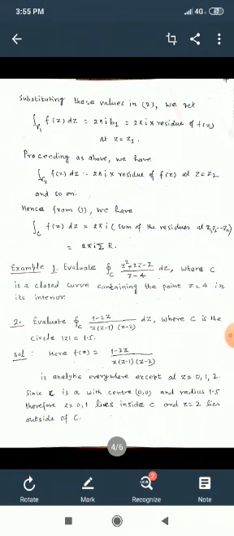So if we evaluate the integral at z equal to 2, the value of the integral is 0 by Cauchy's theorem.